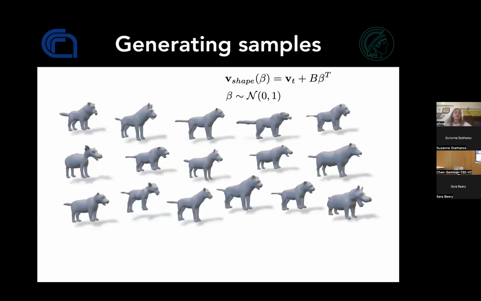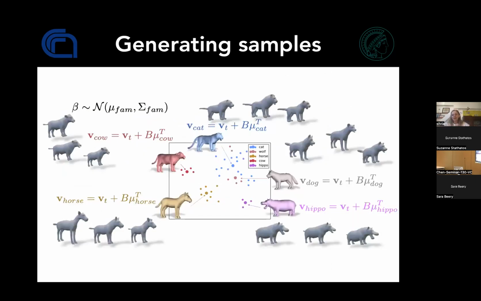So this is at the end a generative model for shapes because you can sample the beta variables and generate animals. But if you do this using a normal Gaussian with zero mean, you obtain most of the time animals that do not exist because we have this multi-species shape space. So to obtain realistic animals, you need to sample the betas in the cluster of choice. So if you want cows, you need to sample the betas near the cluster for cows, and the same for the other families.